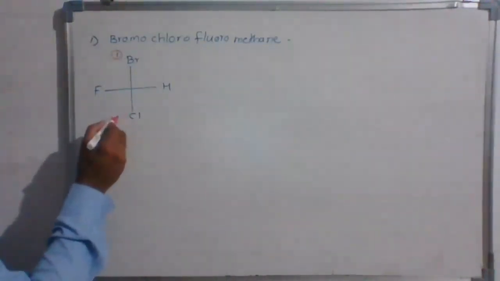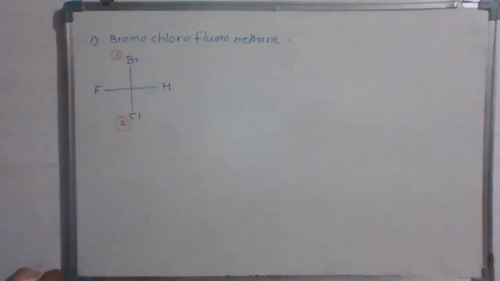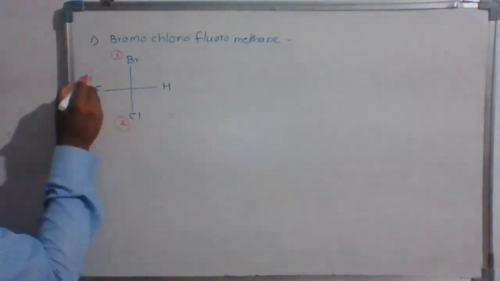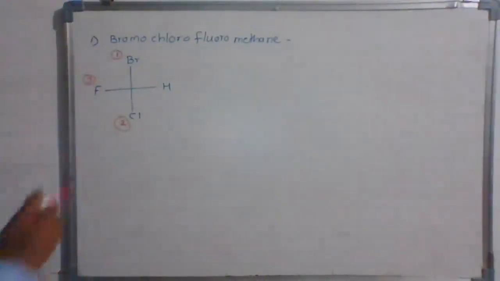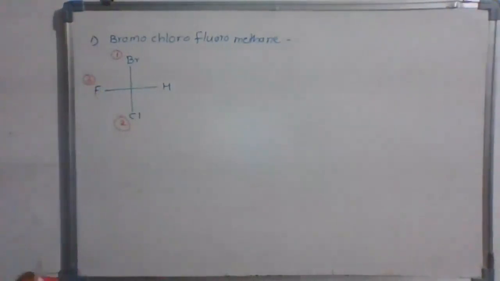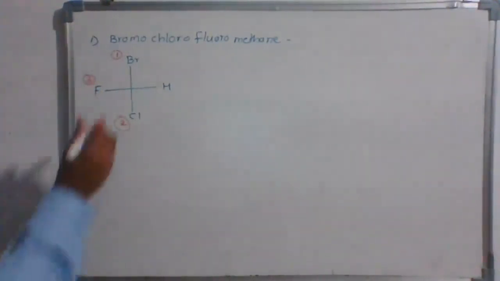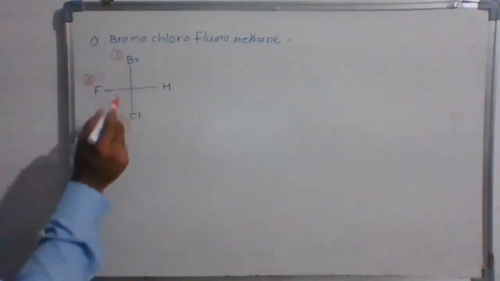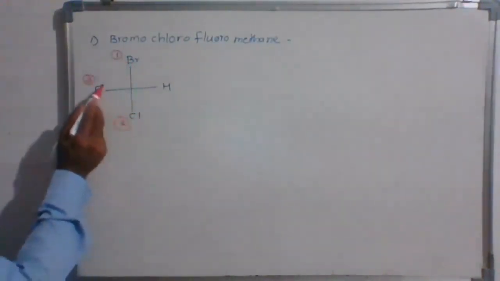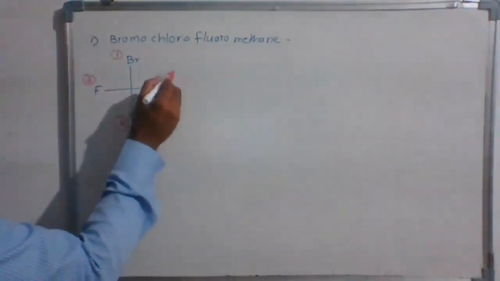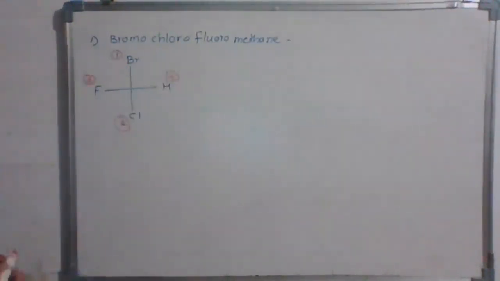So chlorine will get the second number. Second priority goes to chlorine. Third priority will go to fluorine because its atomic number is 9. So it will have third priority. Bromine is highest priority, atomic number 35. Then chlorine, atomic number 17. Then fluorine, atomic number 9. And the least priority group is hydrogen, atomic number 1.